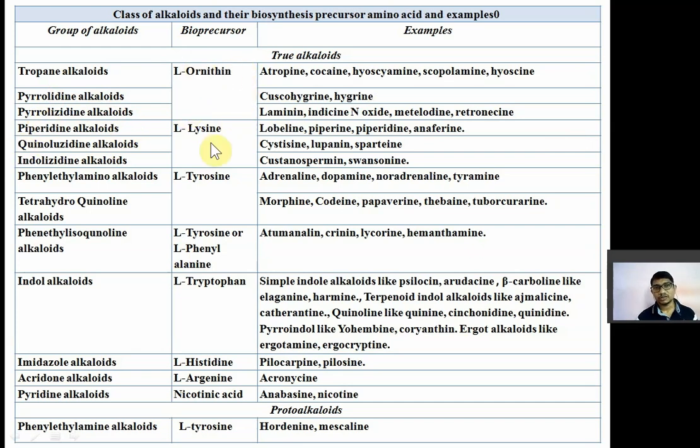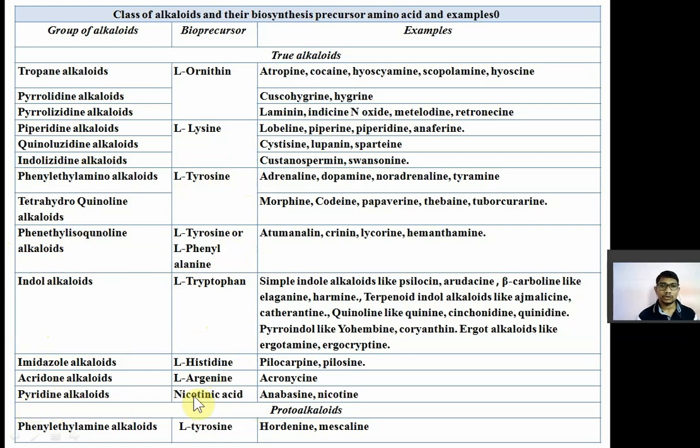Piperidine alkaloids are biosynthesized from the amino acid L-lysine. Then quinolizidine alkaloids are obtained from L-lysine. Then indolizidine alkaloids are biosynthesized from L-lysine. Then phenylethylamine alkaloids are biosynthesized from L-tyrosine. Tetrahydroisoquinoline alkaloids are also biosynthesized from L-tyrosine. Phenylethyl isoquinoline alkaloids are biosynthesized from the same tyrosine or phenylalanine. Then indole alkaloids are biosynthesized from L-tryptophan. Then imidazole alkaloids from L-histidine. Acridone alkaloids from L-arginine.